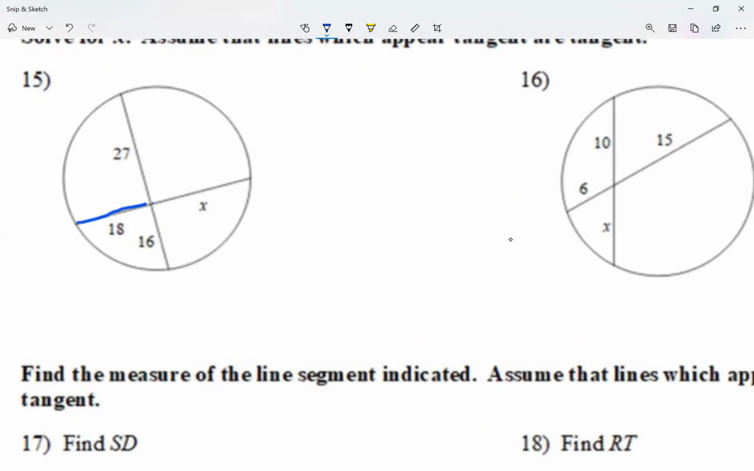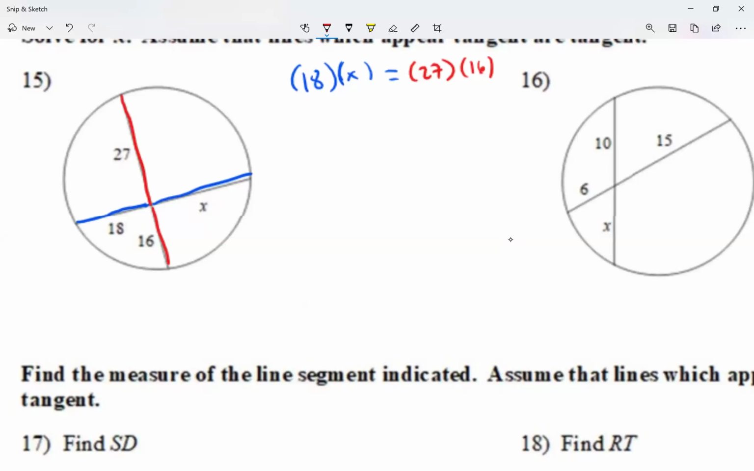I'm going to look at this blue one. It's made by the segments 18 and x. Okay, let me multiply those out. I'm going to go 18 times x, and I'm going to let it equal, then I look at another chord. I'm going to change this to red. I see it's made by the measurements 27 and 16. So I'm going to multiply those out. 27 times 16. It's going to be that simple.